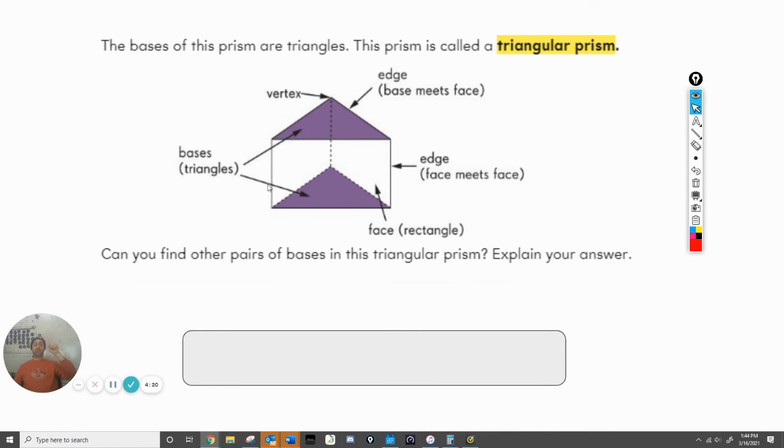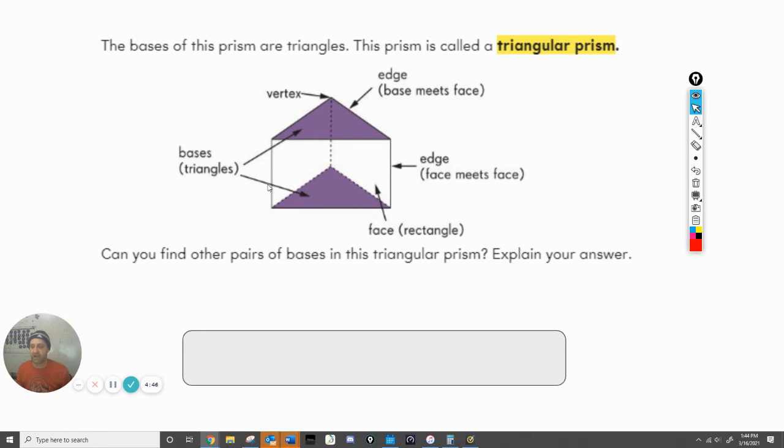Now, looking at this prism, the bases are triangles, so it's called a triangular prism. Okay. We have triangular bases. Can this triangular prism be flipped to become a prism in another way? Oh, it's like I heard all of you say, no, Mr. McCarthy. No, it can't, because there are no other sets of parallel bases.